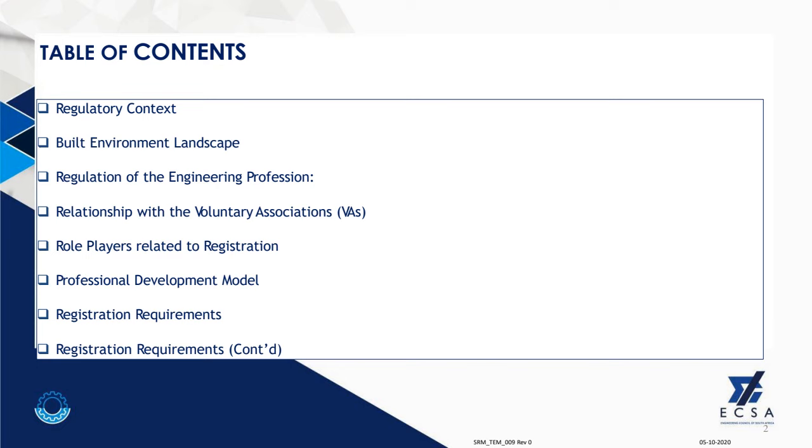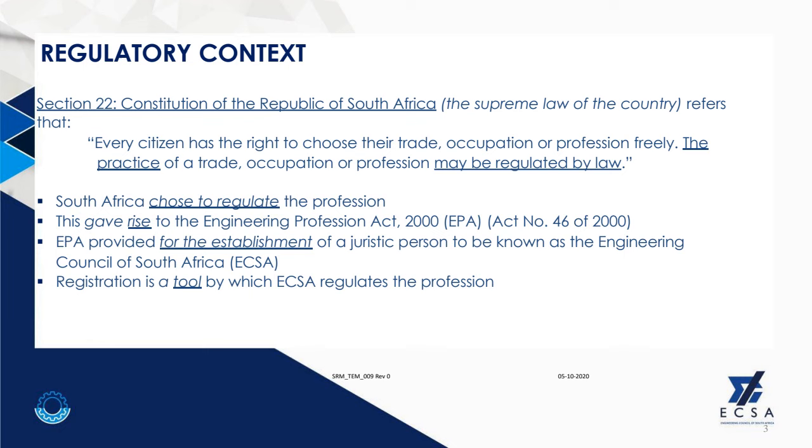This is the table of contents with regards to where I will start. We'll first start with the regulatory context in which the professional registration operates in the country, and the built environment landscape and the regulation of the engineering profession, the relationship with the voluntary associations, and the role players related to registration, the professional development model, the registration requirements will continue. And then here we are in terms of the regulatory context.